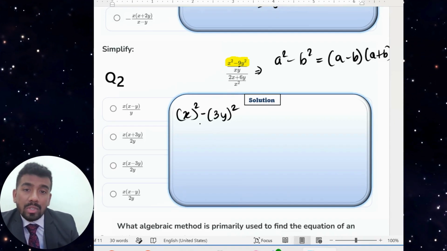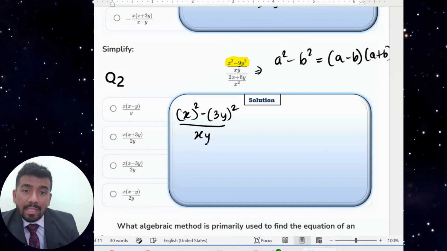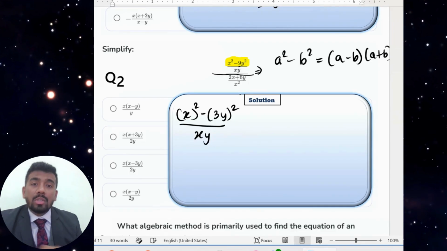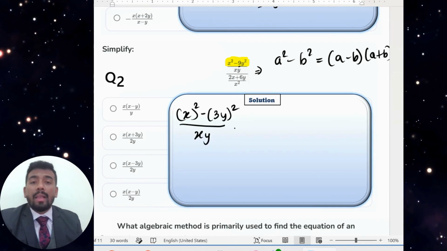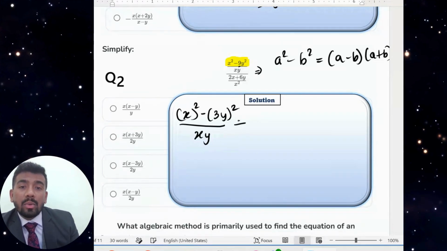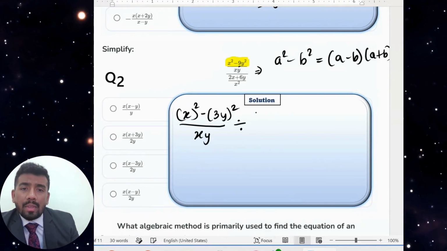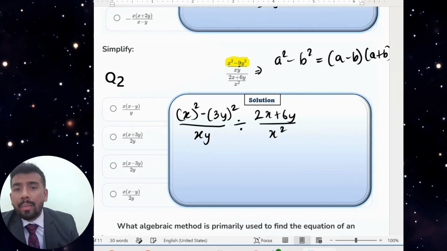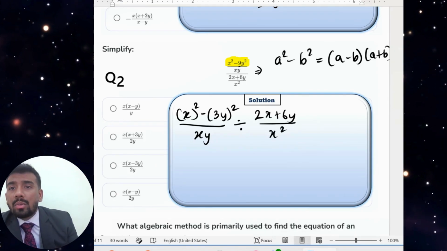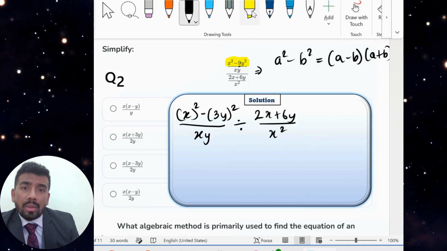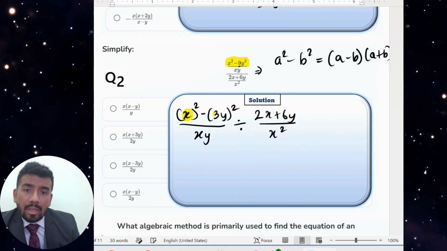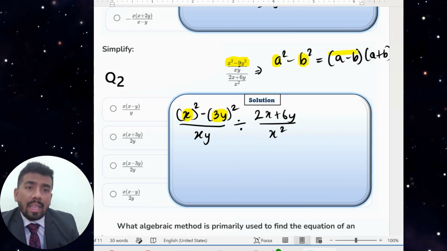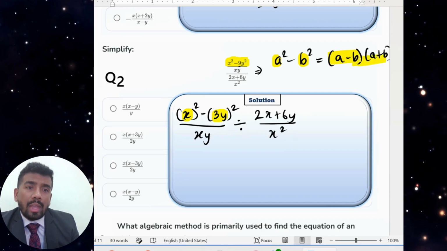And y square is y square, over xy. This again has a big fraction over it. So what I'll do is just make it over here like this, divide, no problem. 2x plus 6y over x square. Okay. Now this looks like a square minus b square. You see? Like a square minus b square. What can I write it as? a minus b into a plus b.